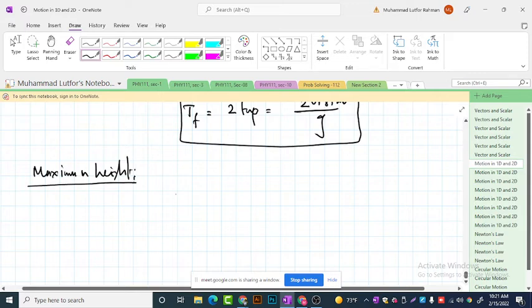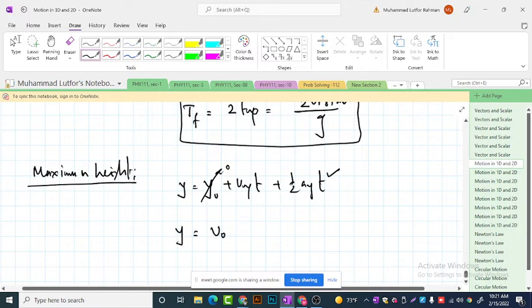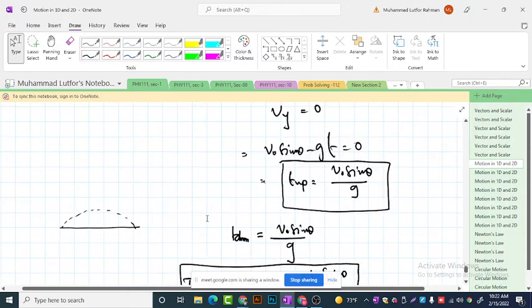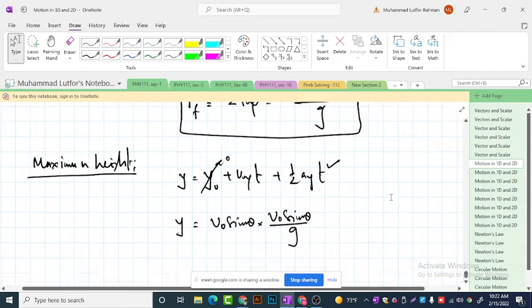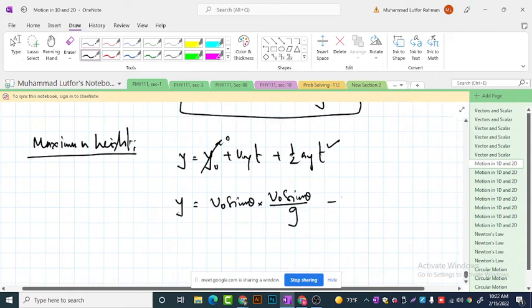I can find it using my displacement equation, y equals y naught plus V naught y t plus half a y t square. I know the time to reach the maximum point, which is T up. I know V naught y, which is V naught sin theta, and t is V naught sin theta divided by g, which I found from this equation, my T up or T down equation. I am just plugging that in here, minus half of g times V naught sin theta divided by g, squared.